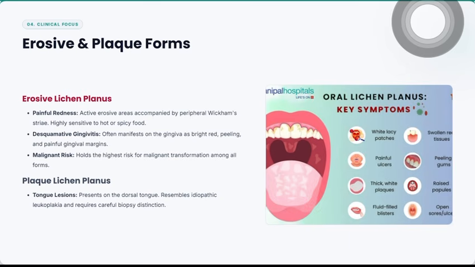Plaque lichen planus appears as white, raised, or flat plaques commonly on the dorsal tongue and can clinically resemble leukoplakia. Atrophic and bullous forms are also seen but are less common. Now, moving on to the next slide.